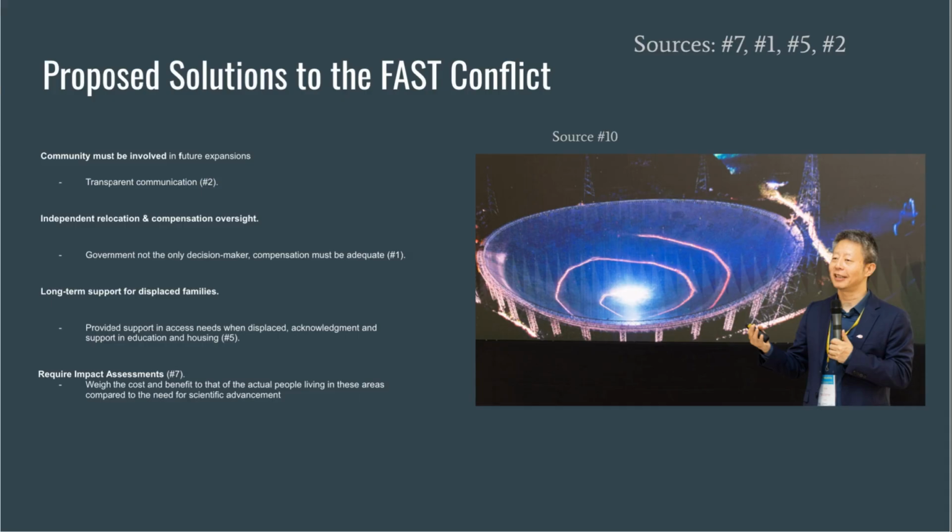And finally, large-scale observatories should require a social and cultural impact assessment before construction, as FAST created challenges that weren't anticipated. Future projects should plan for these real human effects and weigh the need for scientific advancement against the negative impact on these local communities.